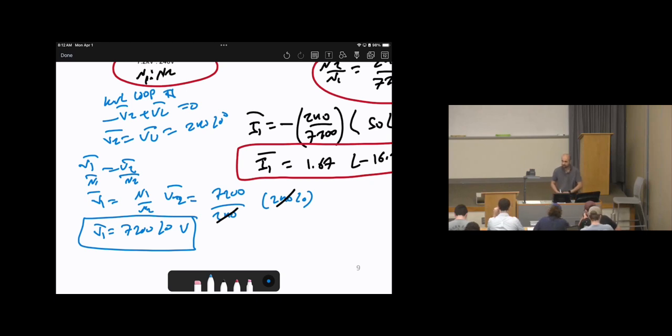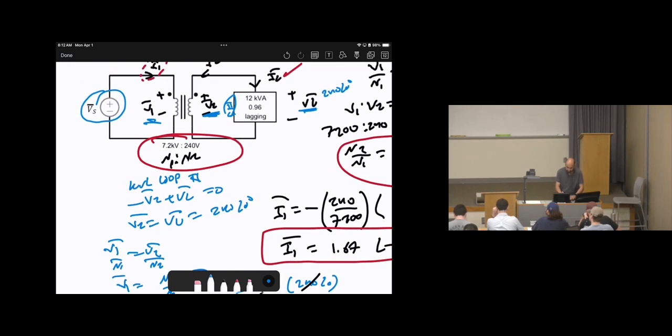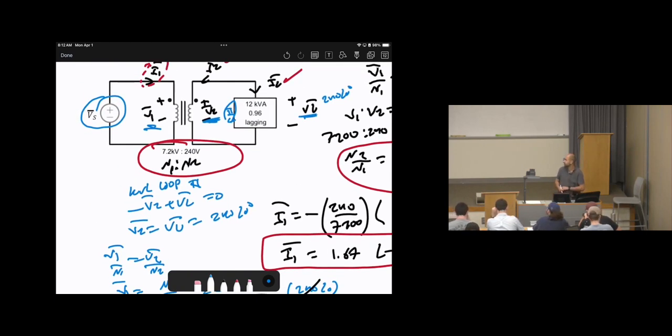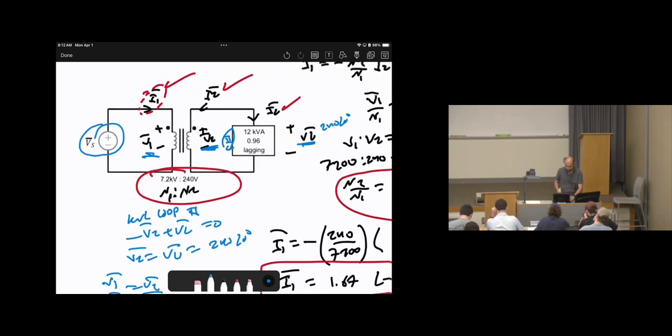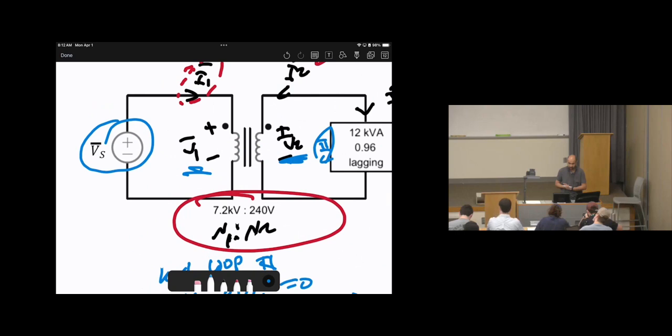Okay? Now I calculated V1. What's the relationship between V1 and V source? Look at the circuits. Are those series or parallel? What do you think? Right, these are parallel.